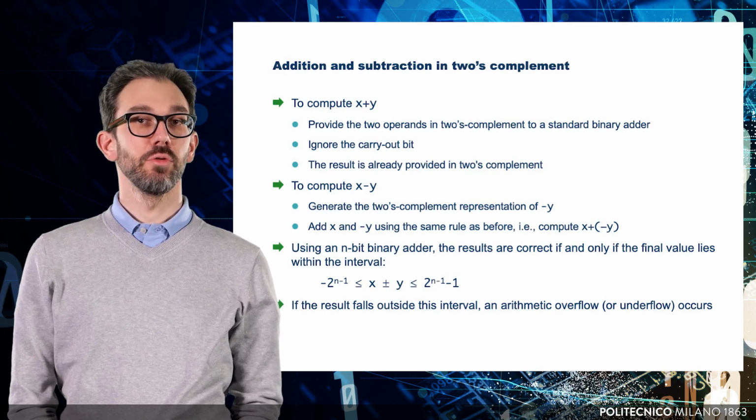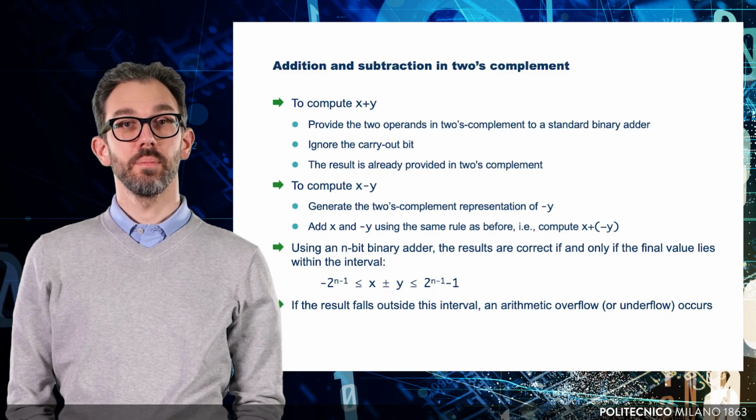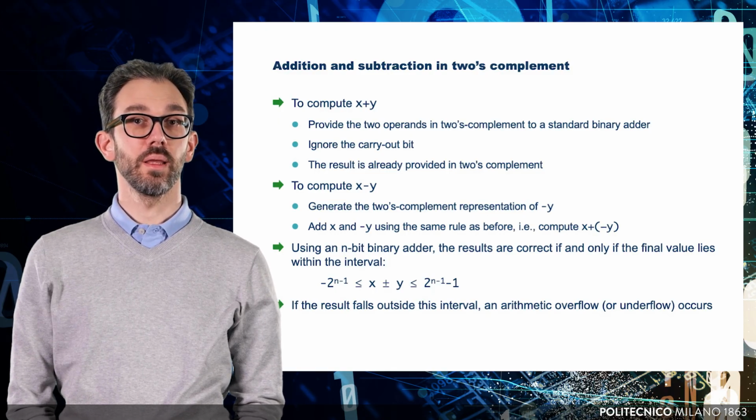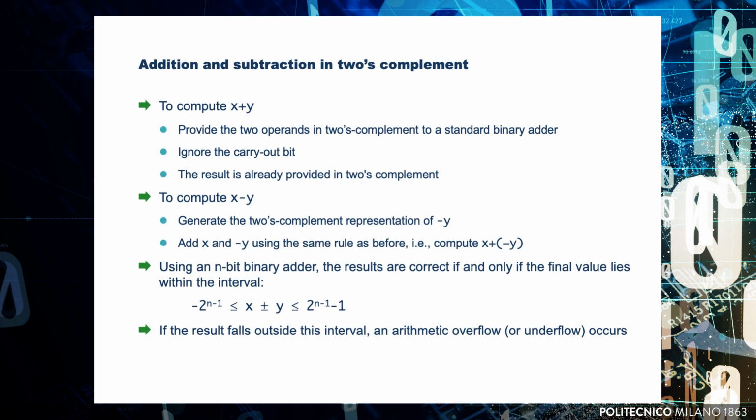The main advantage of the 2's complement representation is that both addition and subtraction can be performed using the same algorithm and therefore the same circuit. In the case of an addition like x plus y, we simply provide the 2's complement values of the operands as input to the same binary adder used for unsigned integers. We perform the sum, and differently from the algorithm used for unsigned integers, we ignore the final carry-out bit.